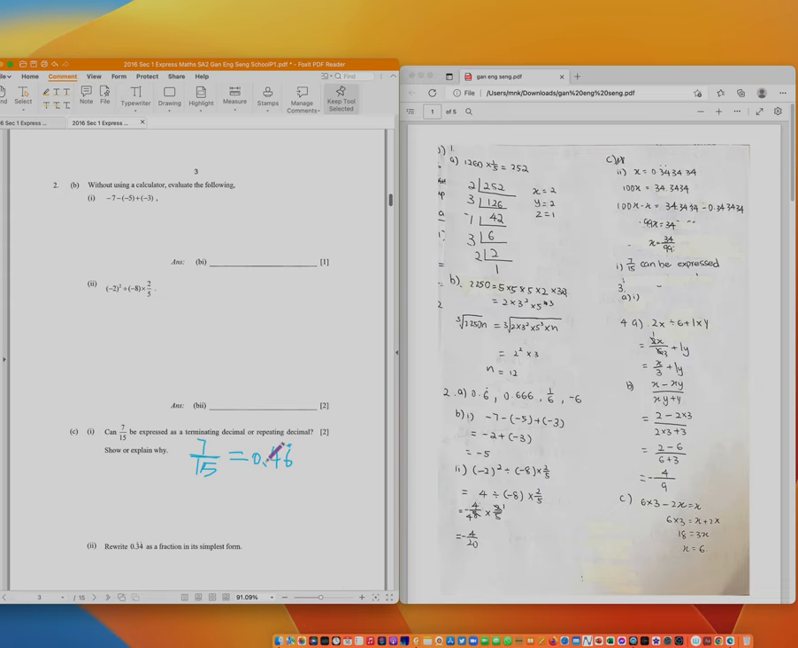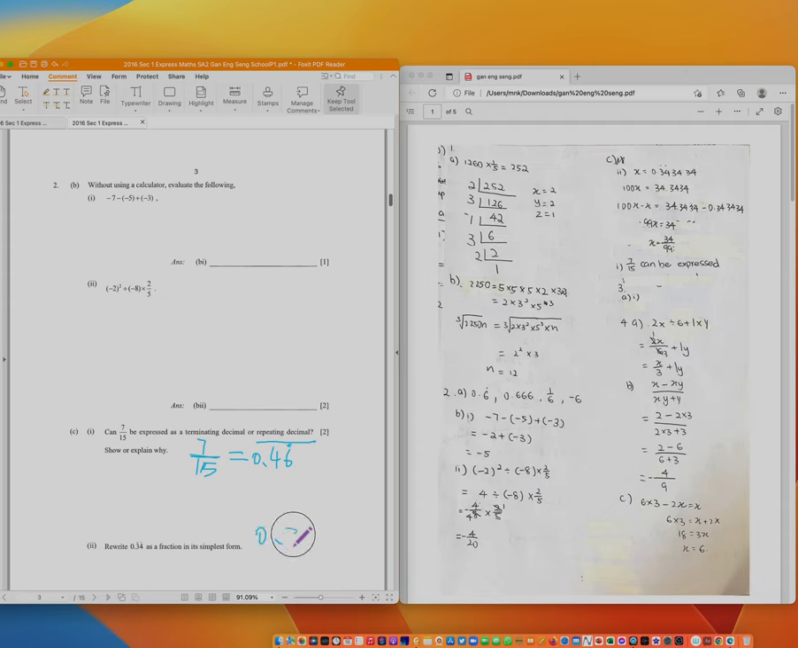Okay? So it's a repeating decimal. But there's a 7 at the back. What do you mean by there's a 7 at the back? They round for you already. The actual one should be 0.4666, but due to the limitation of your calculator, they round for you. Oh, okay. Then how about question C2?